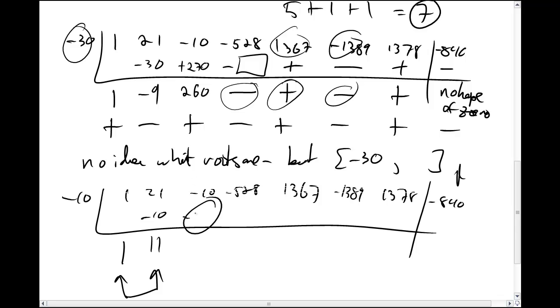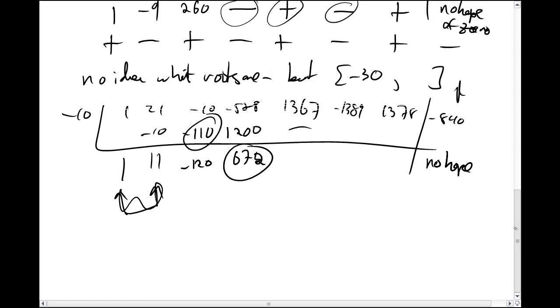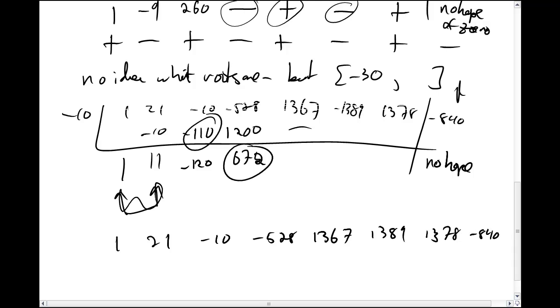I might try it just a little bit further. And somewhere here, realize that because I'm going to add these up together, and I'm going to get myself, what, 672? This is such a large number, by the time I multiply it out, again, I see that there's no hope of this secretly being a root. It's certainly, because these are both positives, not going to be a lower bound. So I don't even care about this number. It doesn't do anything for me. All right. So, carrying on, 1, 21, negative 10, negative 528, 1367, 1389, 1378, negative 840.